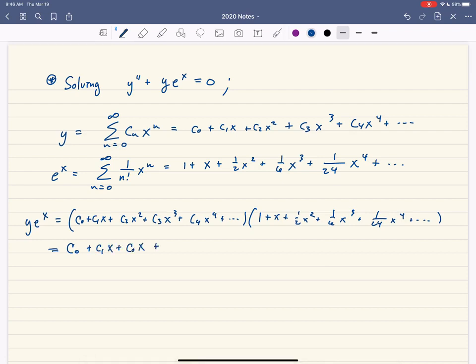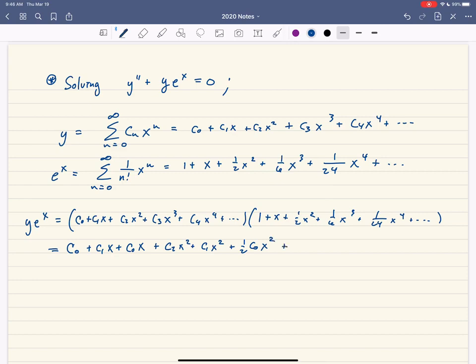Then let's think about how we're going to get a quadratic term. We could take an x squared over here with a constant over there. We could take the product of the two linear terms, or we could take this x squared multiplied by c naught. Those three terms are going to give us all our quadratic terms. So we're going to have c2x squared plus c1x squared plus 1/2 c naught x squared.